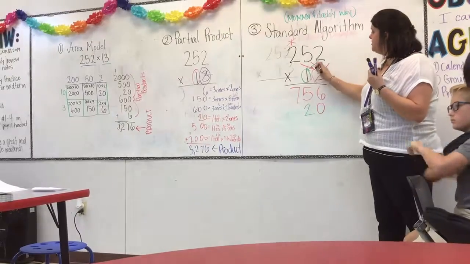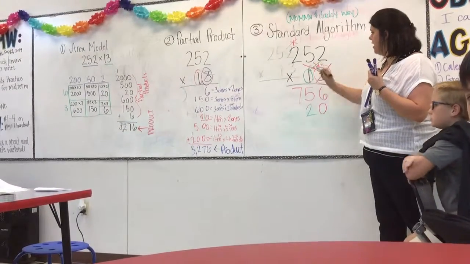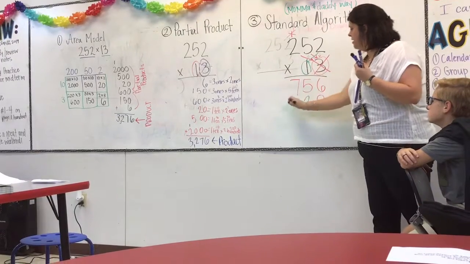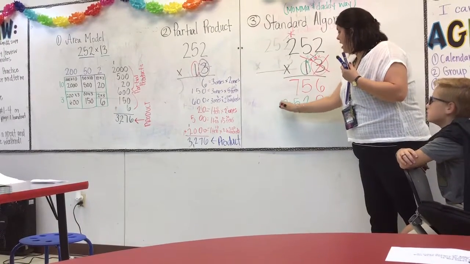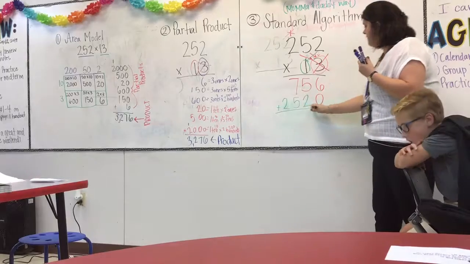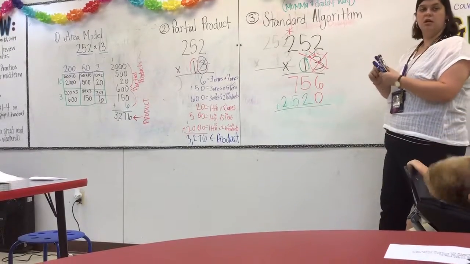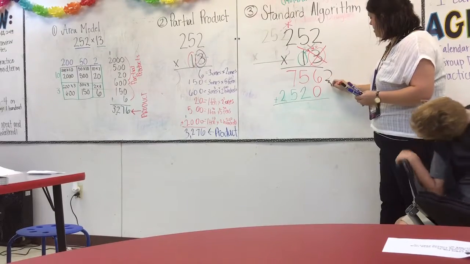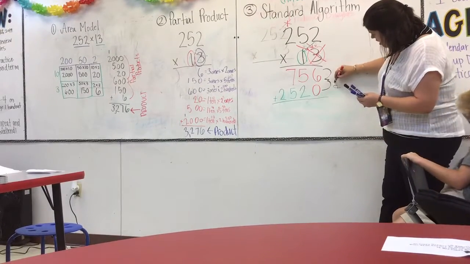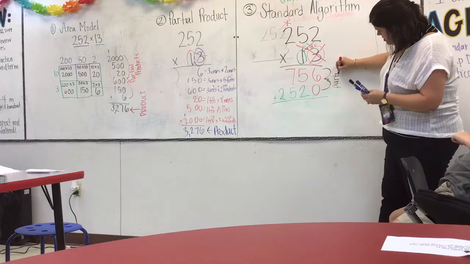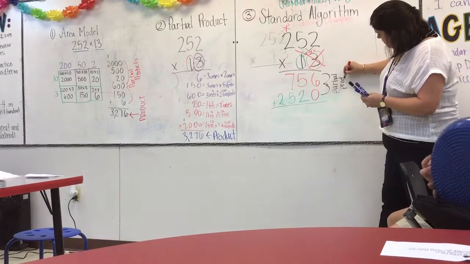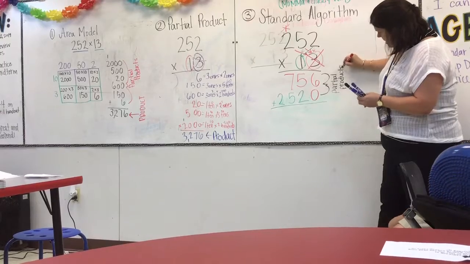1 times 2 is 2. What is 5 times 1? 5. What is 2 times 1? 2. Okay. We have 2 partial products. Meaning we have 2 parts of our answer. I know the answers. When you add it up, we should get the same product.